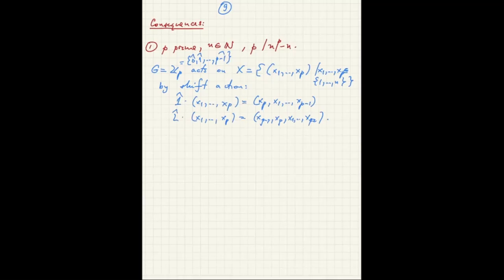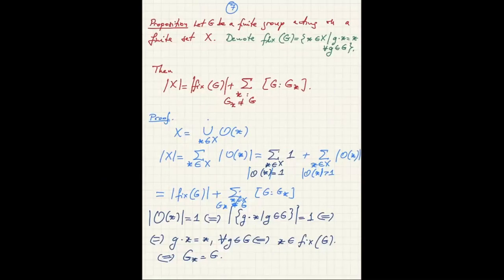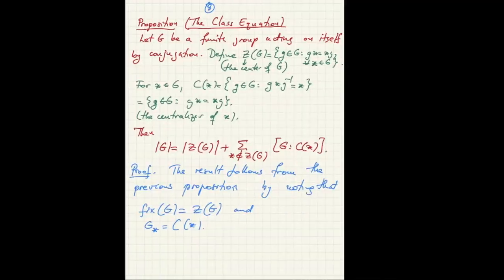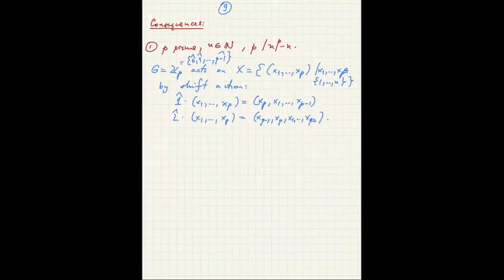So the previous proposition tells us the cardinality of X is going to be fix of G plus the sum of these indices. So let me state first this result. The cardinality of X is the cardinality of fix of G plus the summation over all x in X, x not in fix of G, of the index [G : G_x].